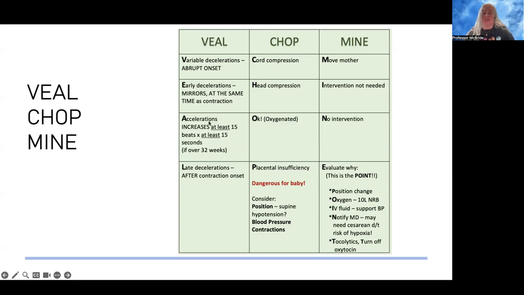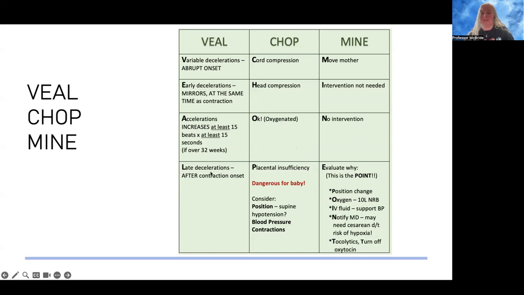Next is accelerations, or those increases. This is a sign of oxygenation and we have no intervention. This is good. Remember, we need at least 2 of these in a 20-minute tracing for a reactive and reassuring tracing.